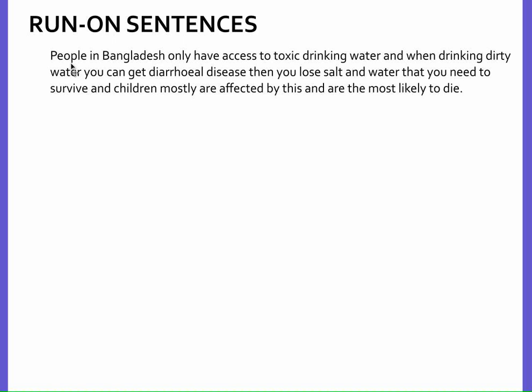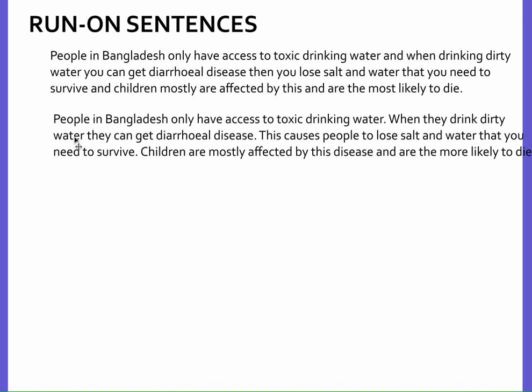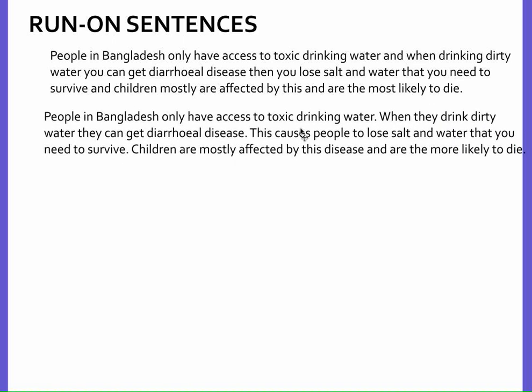That was a mouthful. I need periods here. I need this to be in shorter sentences. Let's look at what that looks like. People in Bangladesh only have access to toxic drinking water. Period. Take a breath. When they drink dirty water, they can get diarrheal disease. Period. Take another breath. This causes people to lose salt and water that you need to survive. Period. Take another breath. Children are mostly affected by this disease and are the most likely to die.